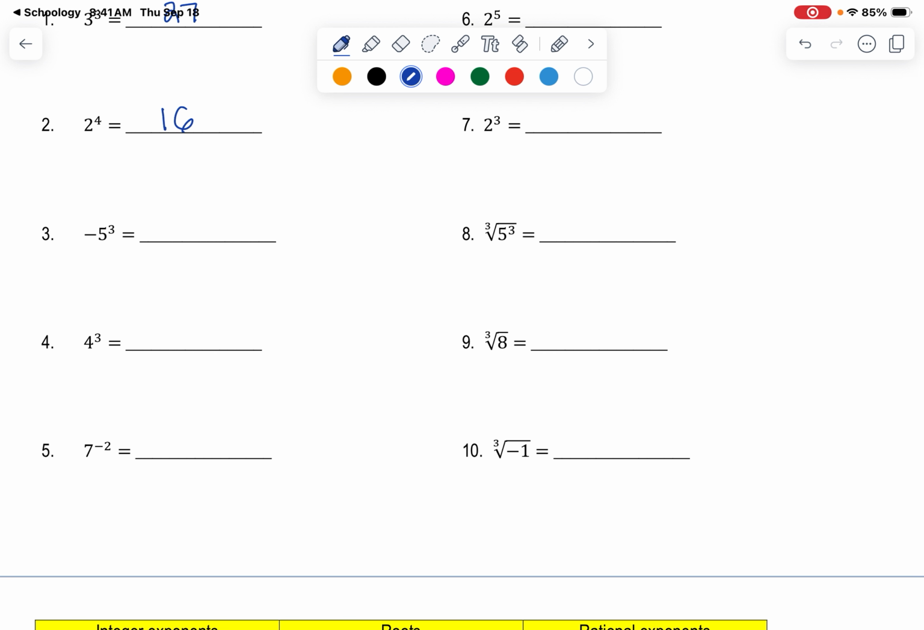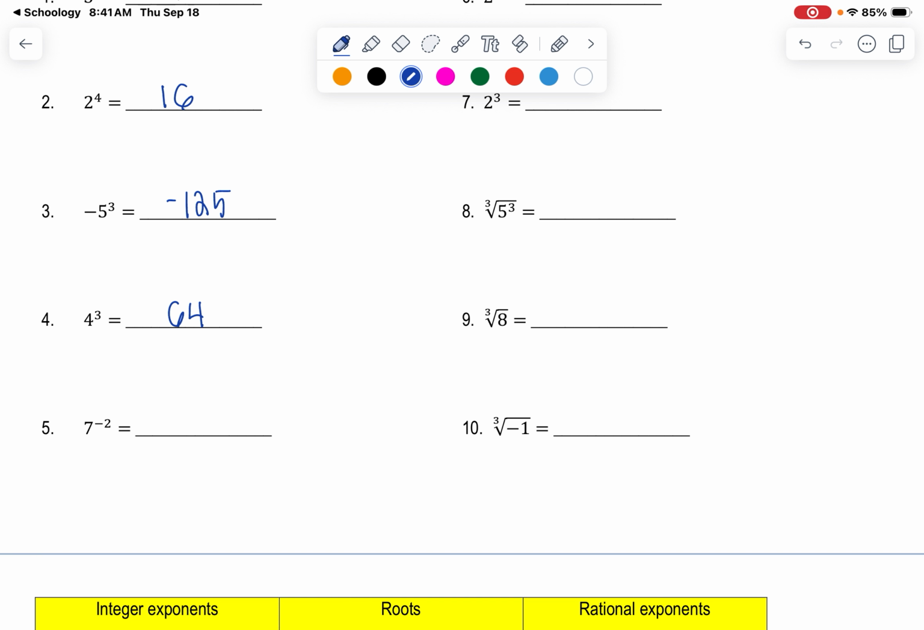Negative 5 cubed. Don't have this confused with negative 5 cubed. This is negative 5 cubed: 5 times 5 times 5 is 125, and then take the opposite of that, that's negative 125. 4 cubed, 4 times 4 times 4, 4 16, 64.